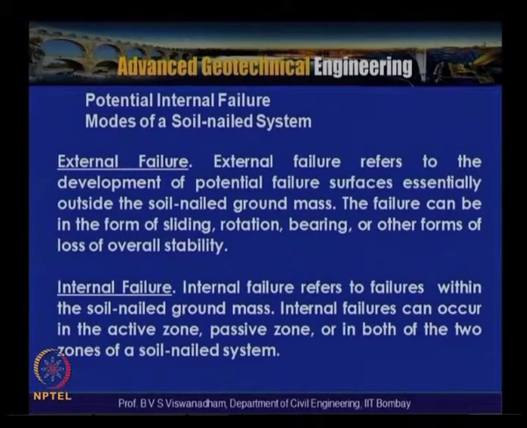The internal failure refers to failures within the soil nailed ground mass. That means it can be breaking of the nails or breaking of the nail head. Basically the internal failure occurs within the active zone, and in the passive zone it occurs in the form of a pull out, or in both of the two zones of the nail system. So internal failure can happen in the active zone as well as in the passive zone, that is the stable zone beneath the active zone.